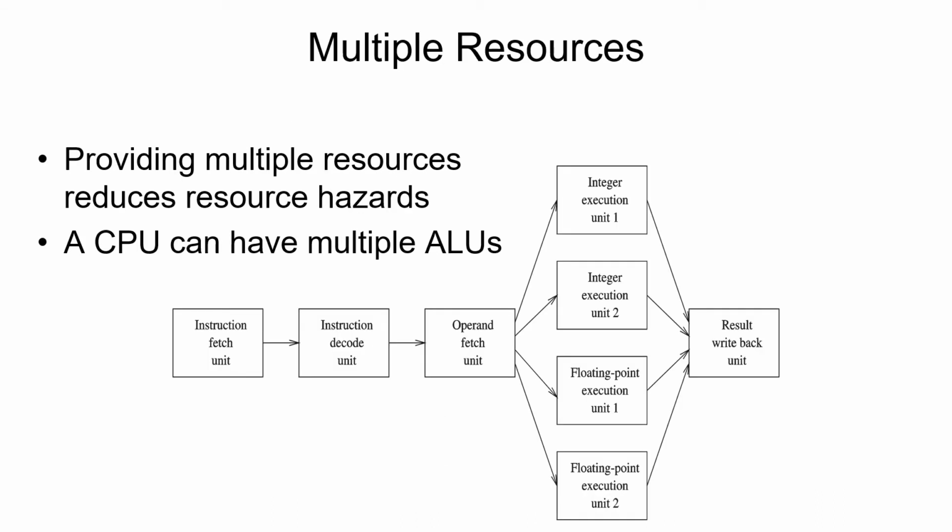In order to avoid multiple hazards, you can also duplicate resources. Many CPUs will have multiple execution units. In this diagram, there are 2 integer execution units and 2 floating point execution units. So these instructions can overlap and execute multiple instructions at the same time.